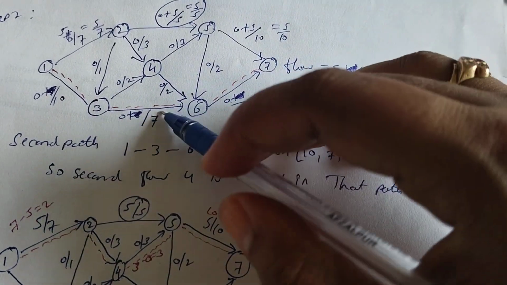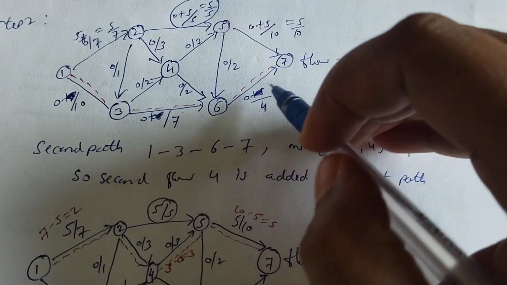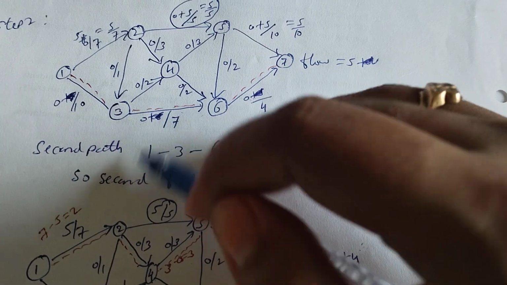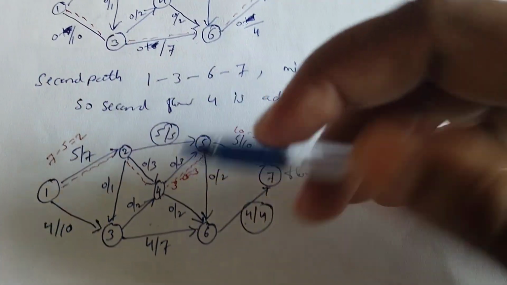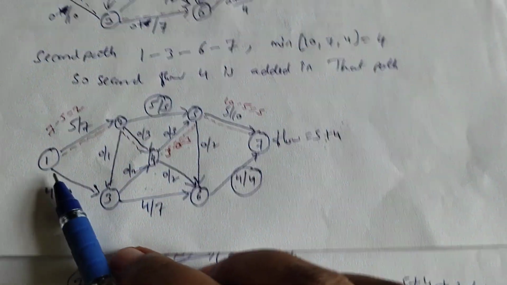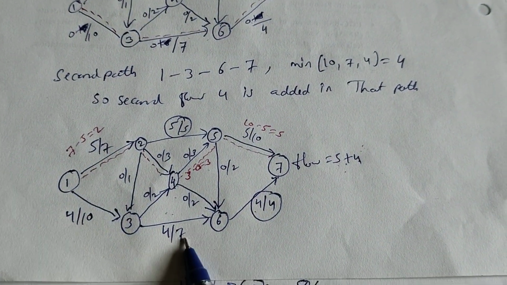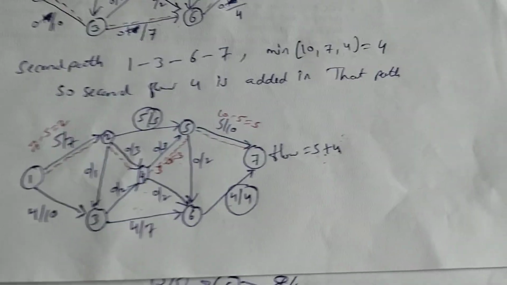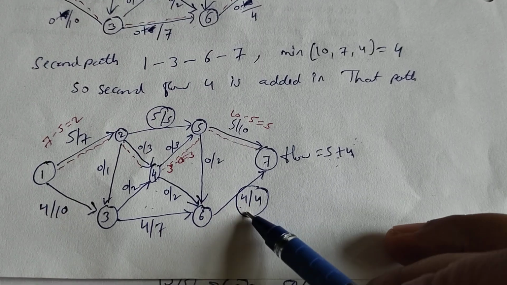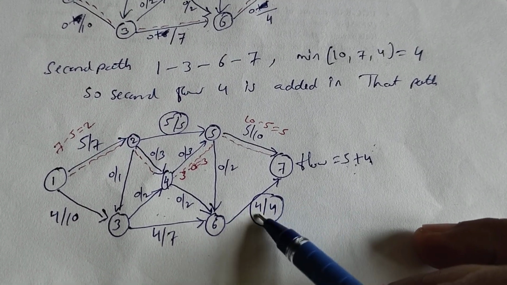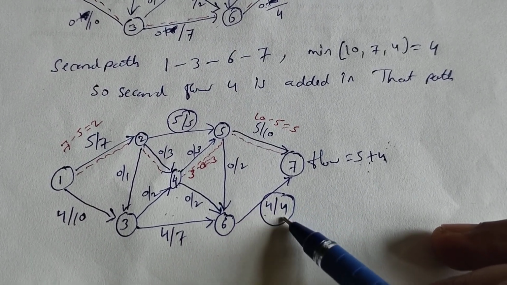4 is added in that path. So after adding 4 in this path, redraw the cycle once again. When you redraw the picture, initially it was 0 by 10, now it becomes 4 by 10, 4 by 7, 4 by 4. Now, whatever the 4 by 4 is there, it is blocked again.